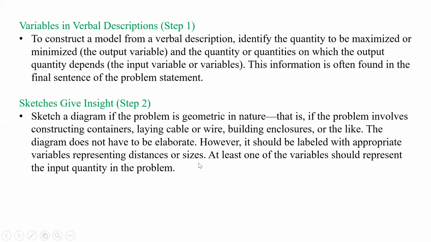So kind of going through each of those in a little bit more detail. So variables and verbal descriptions. So this is our step 1. So to construct a model from a verbal description, we need to identify the quantity to be maximized or minimized, which is our output variable, and the quantity or quantities of which the output quantity depends. Basically, what are our input variable or variables? Now, this information is found usually in the very final sentence of the problem statement. Not always, but almost every one of them, this is where it's at.